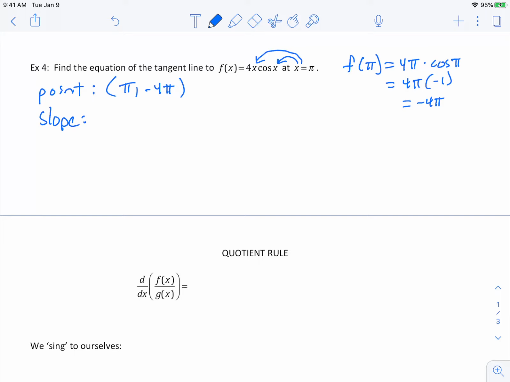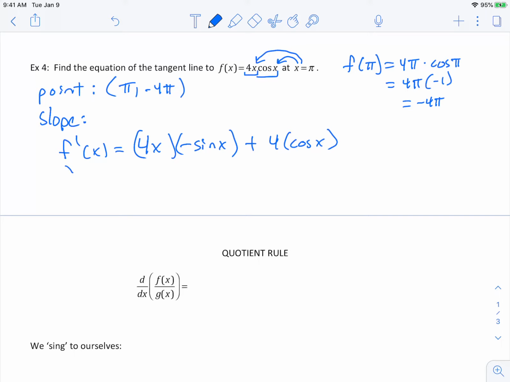So there's my point. Now we just need the slope. Now we have a lot more tools that we can use to find the slope, right? To find the slope, we need to find the derivative. So let's find the derivative of f of x. And again, I'm going to use the product rule. So I'm going to look at 4x as function number 1 and cosine of x as function number 2. So we're going to do 4x times the derivative of cosine of x, that's going to be negative sine x, plus derivative of the first one is going to be 4, and then we just have cosine of x.